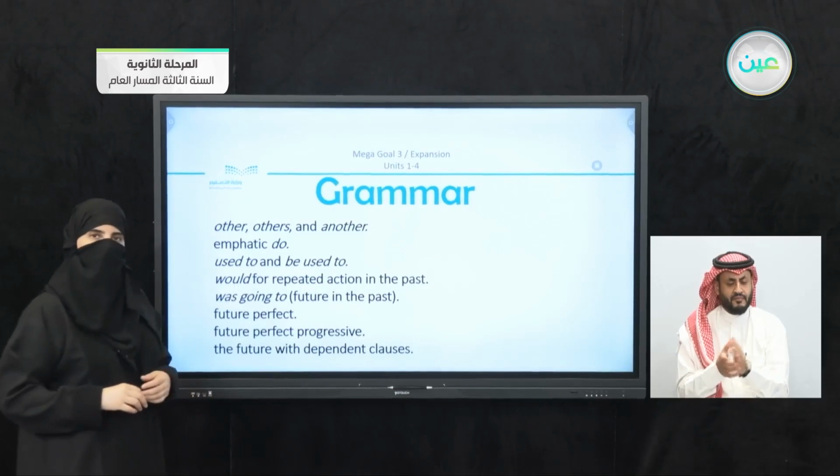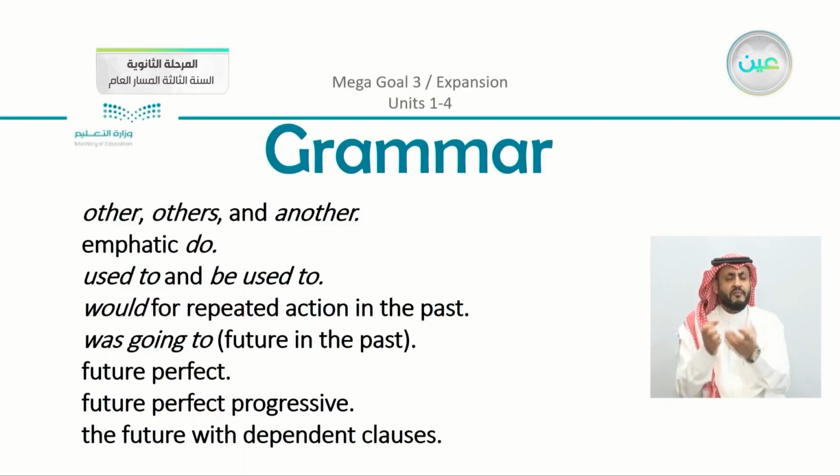Now, what did we study in grammar? You can see that we, for example, studied other, others, and another. We also studied the emphatic do, used to, and be used to in sentences. We had studied also would for repeated action in the past, and was going to for future in the past. Also, we studied in Unit 3 the future perfect and the future perfect progressive and the future with dependent clauses.